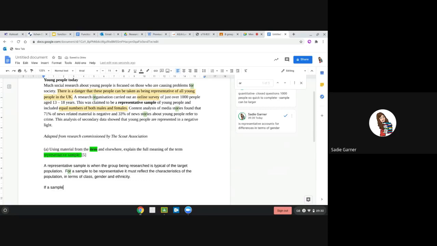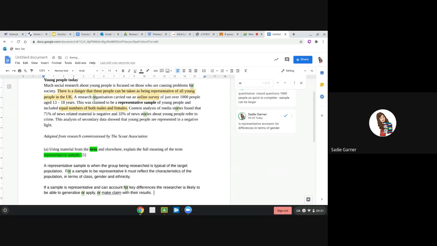If a sample is representative, and can account for key differences, the researcher is likely to be able to generalize or apply their results. So able to generalize, apply, or make a claim with their results.